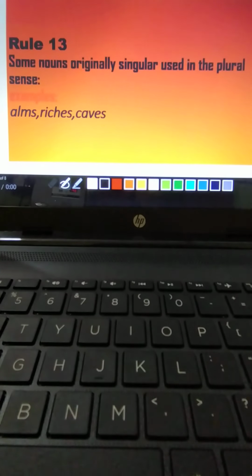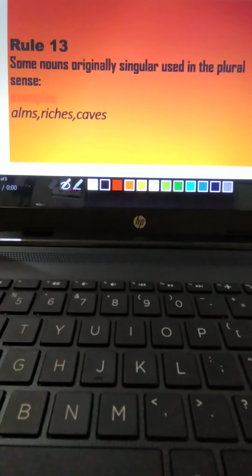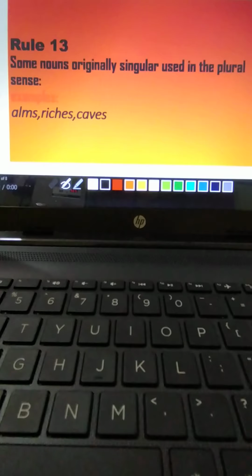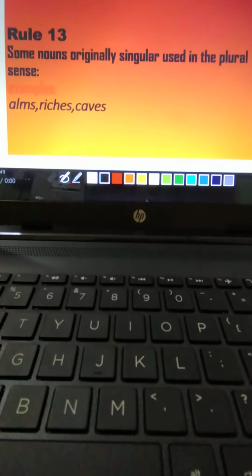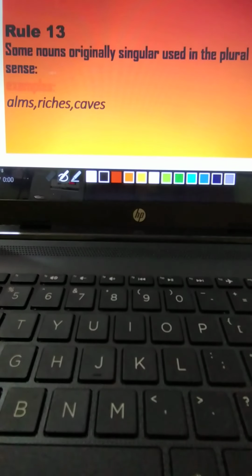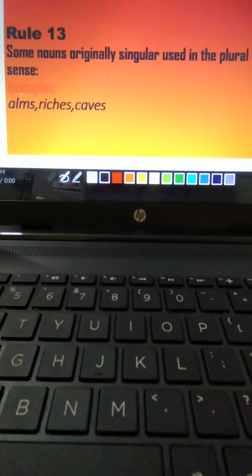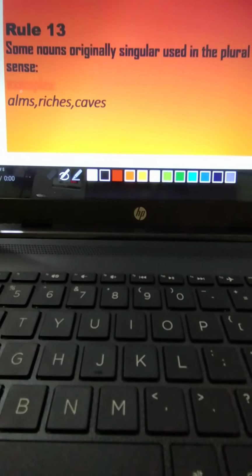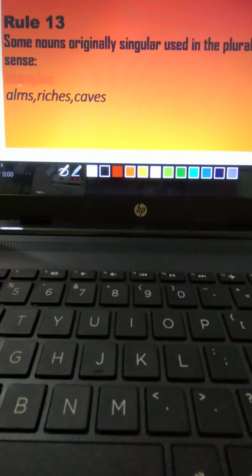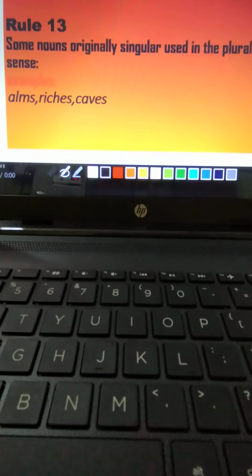What do you mean by alms? Money or goods contributed to the poor, that is called alms. Then riches. What do you mean by riches? That means wealth. And caves, I hope all of you are aware of the caves. So these are a few examples mentioned over here, and there are many more examples mentioned. Please refer to your book. And some nouns originally singular used in the plural sense. So these are a few nouns which are always used, or not always used. It is originally, that means it has originated as singular, but it is used in the plural sense, right?